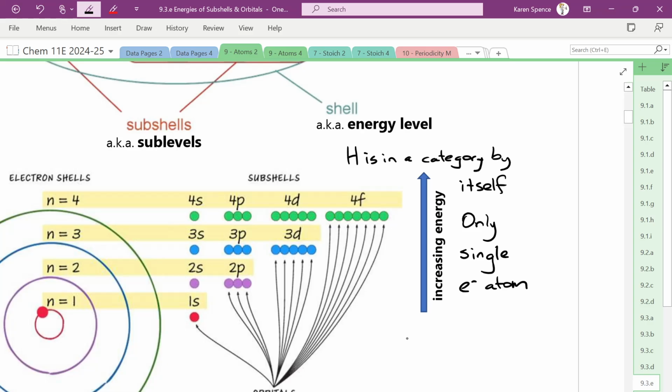So, the 1 electron cannot experience electron-electron repulsion.